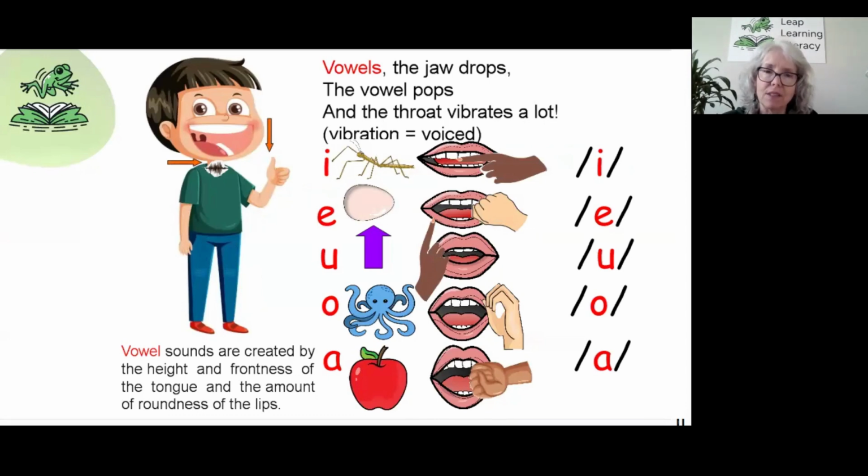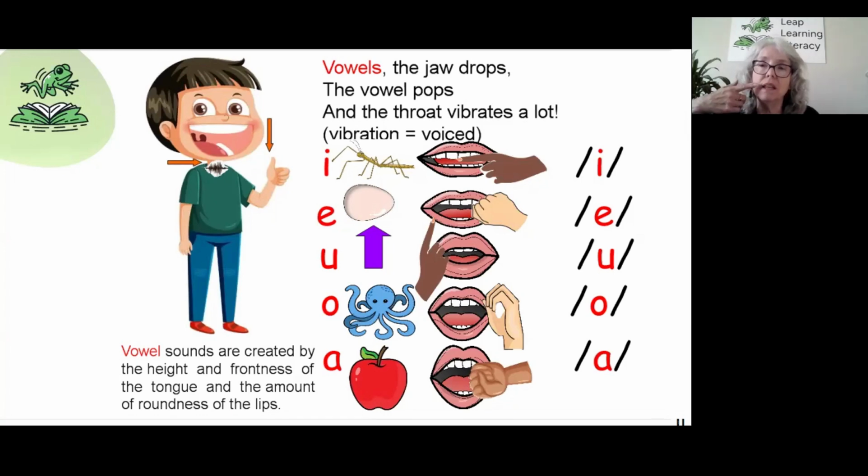Well, vowel sounds are created by the height and the frontness of the tongue and the amount of roundness of the lips. With vowel sounds, the mouth is always open. Notice how when I say the vowels, my mouth is always open. When I say their short vowel sounds, it's always open too. So as kids are saying the vowel names and their short vowel sound, vowel names are long vowels.